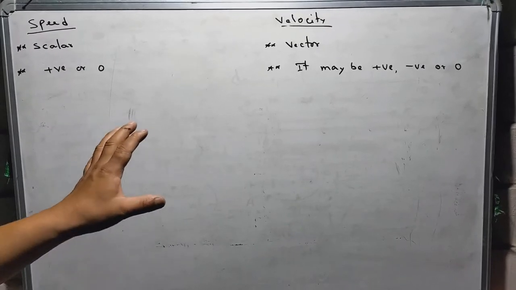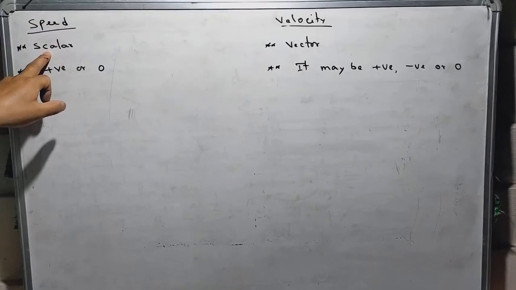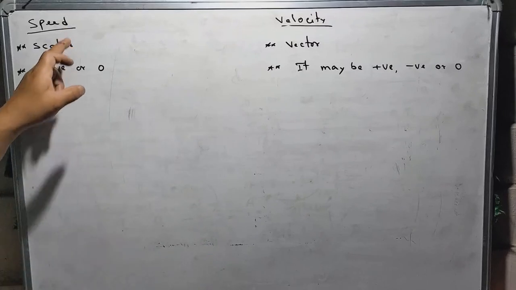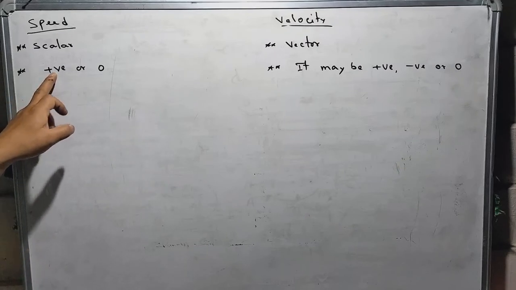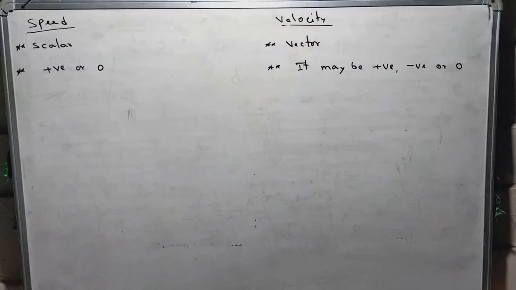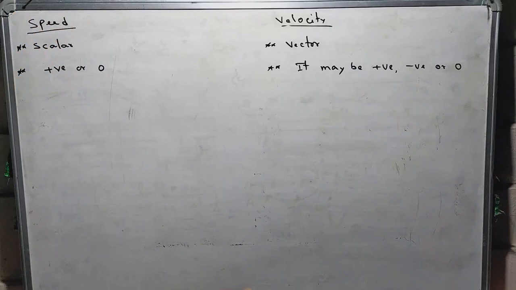The difference between speed and velocity is like this. Speed is a scalar quantity, that is, it has only magnitude but no direction. Velocity is a vector quantity, that is, it has both magnitude and direction. The speed of a car is always positive, or it may be zero, depending upon whether the car is in motion or not. Whereas the velocity of a car, or any moving object, may be positive, negative, or zero, depending upon the displacement.